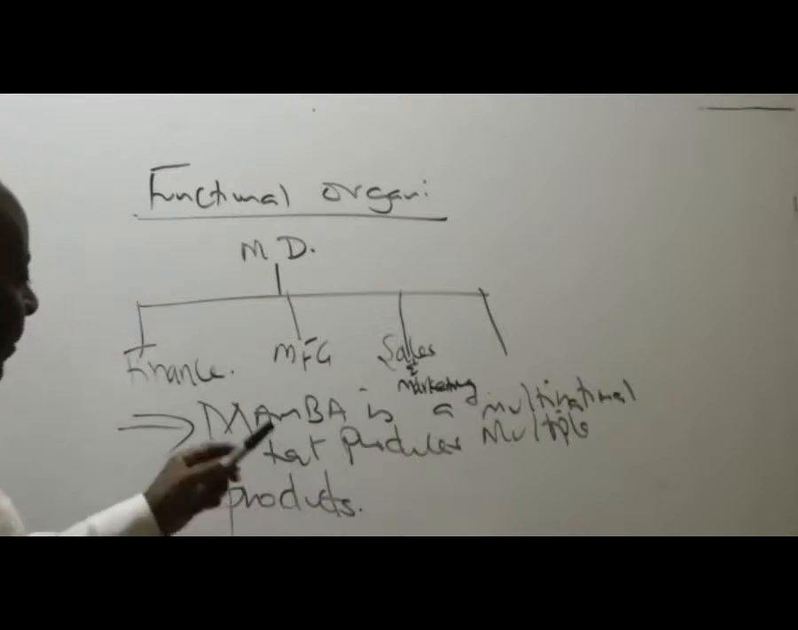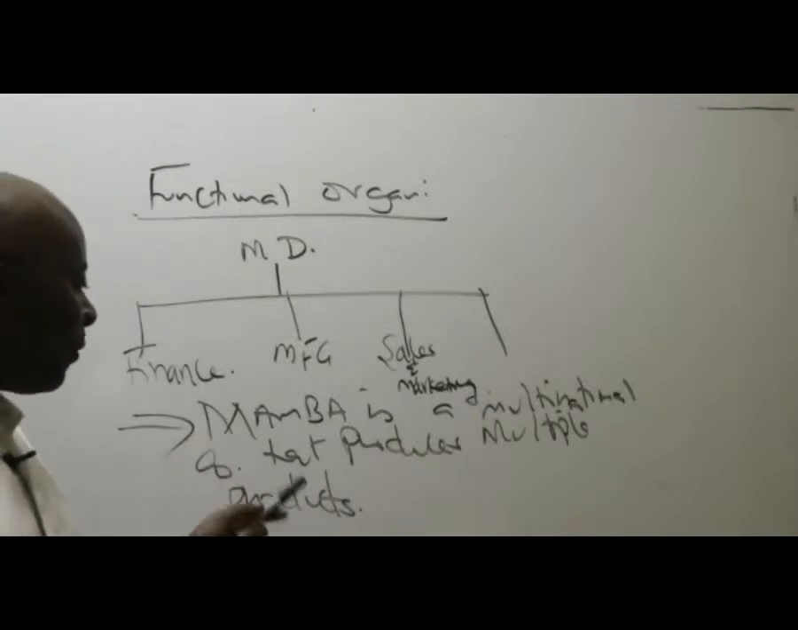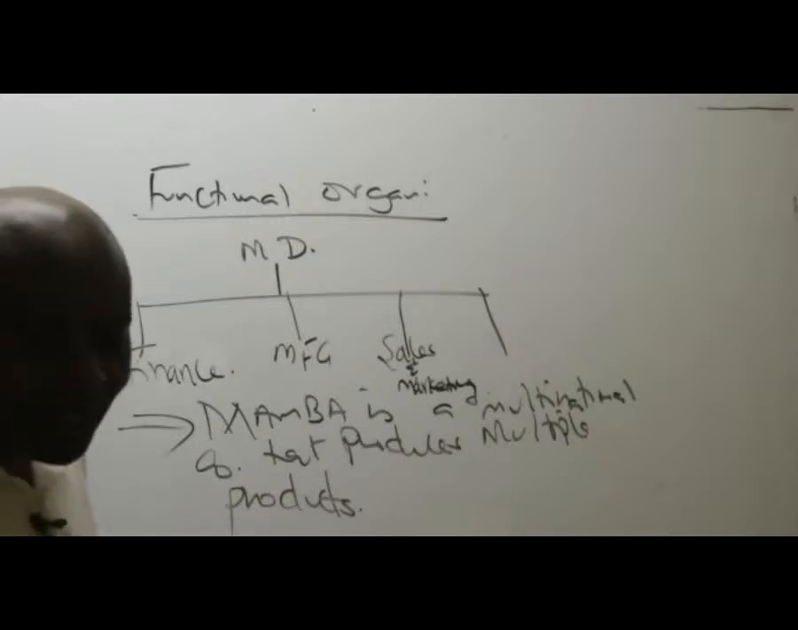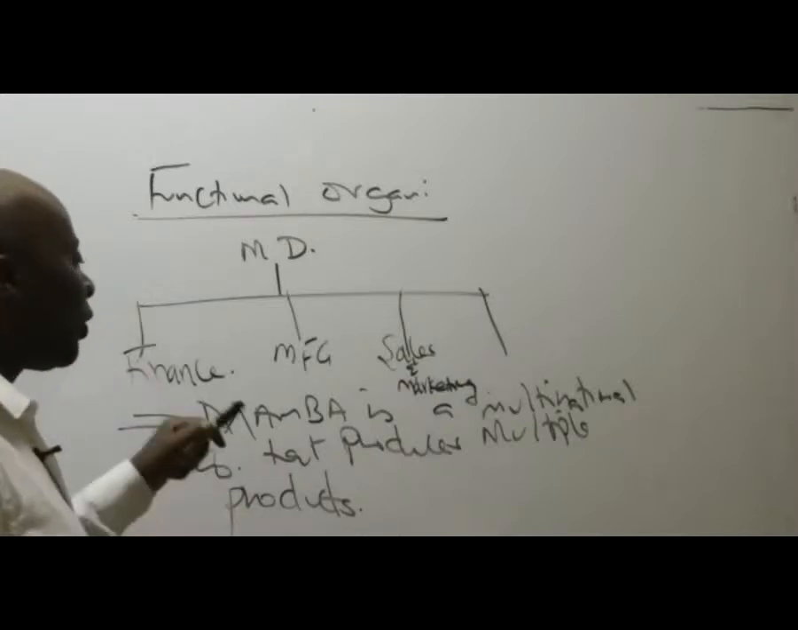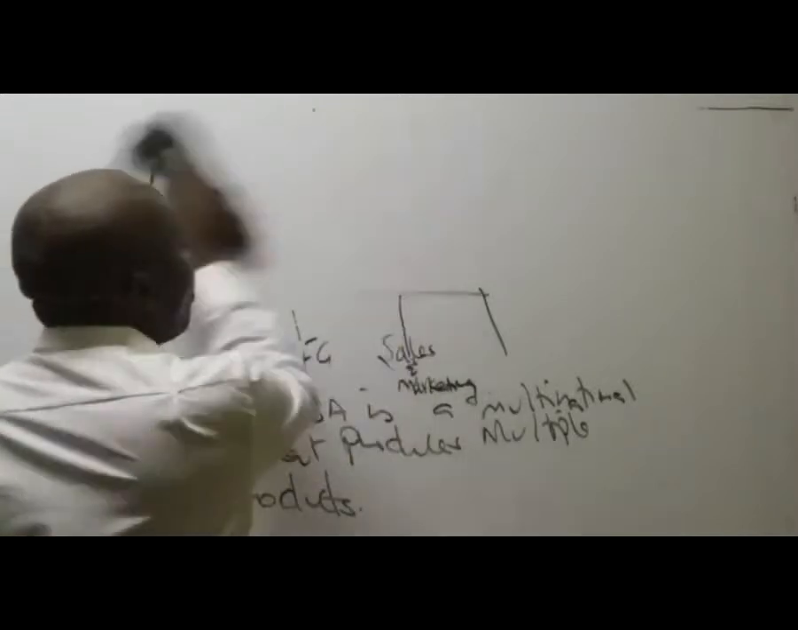So Mamba is a multinational company that produces multiple products. So then, ladies and gentlemen, what I would recommend to this organization is a divisional structure. Divisional structures will really work easily for this kind of organization. I'll say there that for proper monitoring and evaluation, I would recommend a divisional structure to this organization.